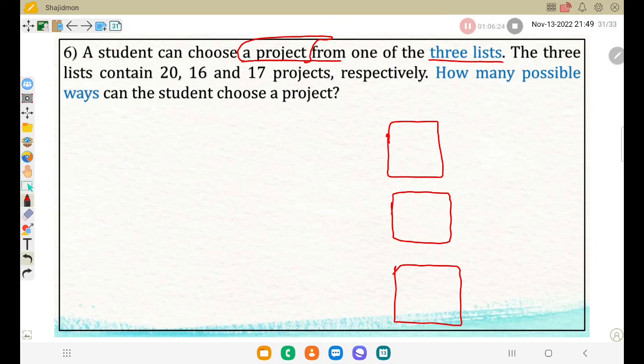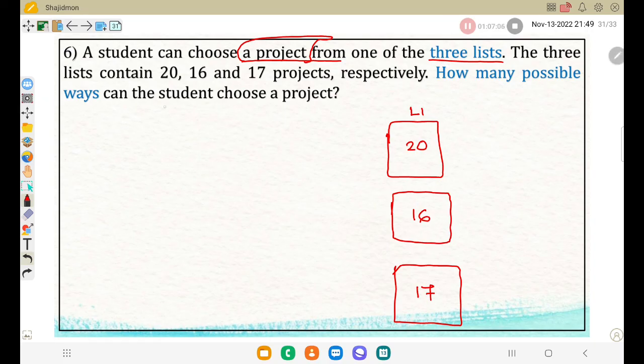For example, the course project, you know the course project you are doing. For example, if you have software specialization, network specialization and information security specialization, 3 specialization lists are there. So you will select one project from the list, correct? The 3 lists contain: list 1 contains 20 projects, the second one 16, the third one 17 projects. You can select the first project or second project or third project, like that. One project only one student can choose respectively.